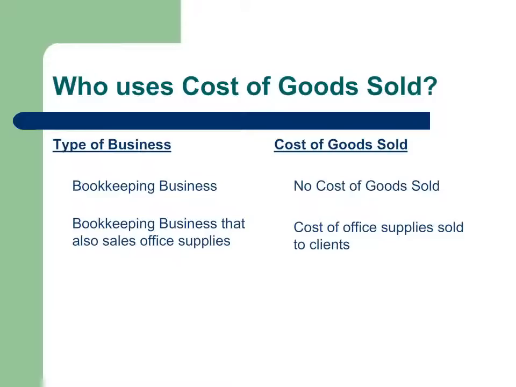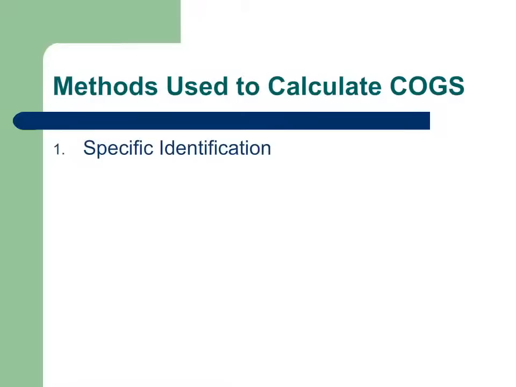supplies. Determining the cost of goods for a business can be accomplished using one or more of three basic methods: specific identification, weighted average, and percentage of sales. Let's begin by calculating the cost of goods sold using the specific identification method.